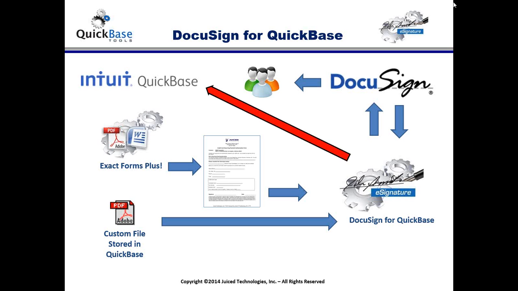And then what we do is we're constantly updating QuickBase. So when DocuSign tells us what's going on in the process, we're telling QuickBase what's going on in the process. And we're actually going to be sending back the data itself that comes back from that interaction between the client and DocuSign.